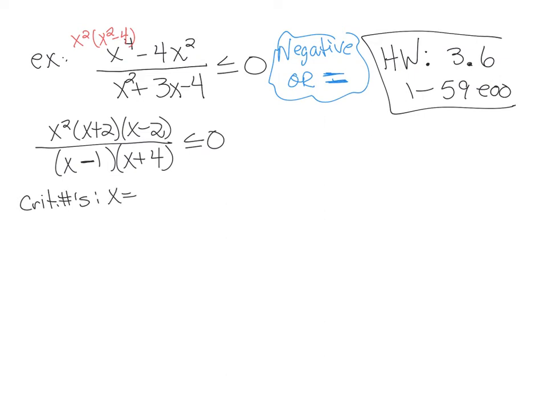I get x equals. Now, this guy right here gives me x equals 0. Notice that it's there twice, so I'm going to note that to myself. It's multiplicity 2, which means there's special behavior at this critical value.